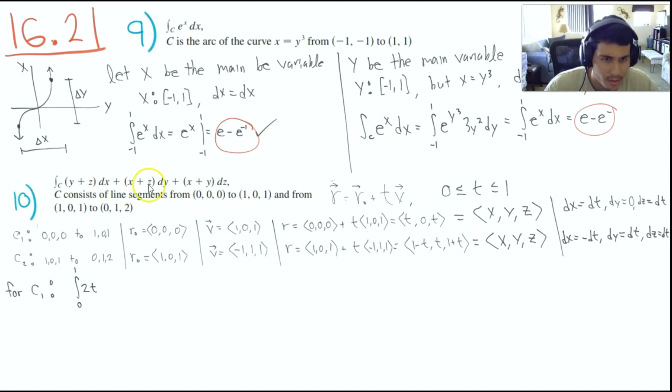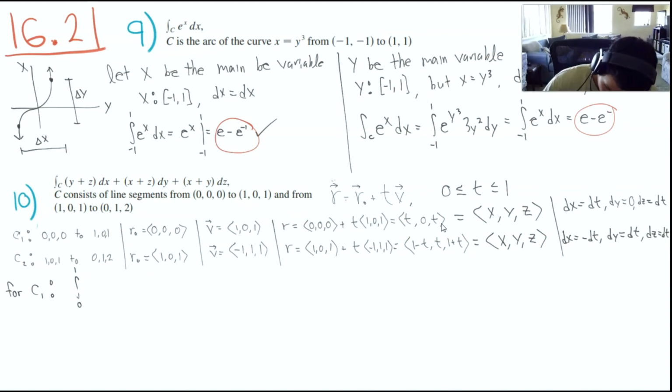Dx is what? Dx is dt. Okay, x plus z. What is x here? X is t. Did I mess this one up? No. This is y and z. My bad, I messed up the little. Y and z is 0 plus t, which is t.